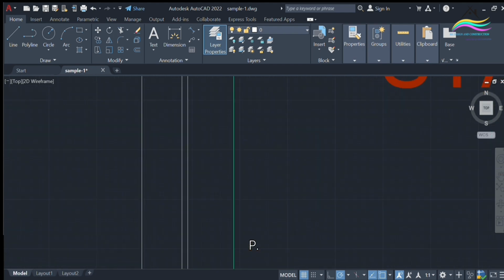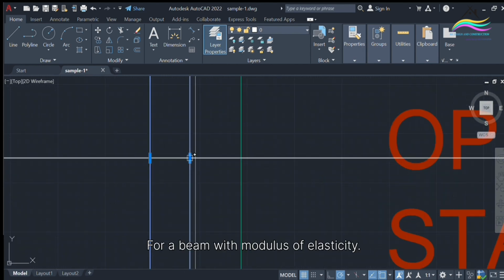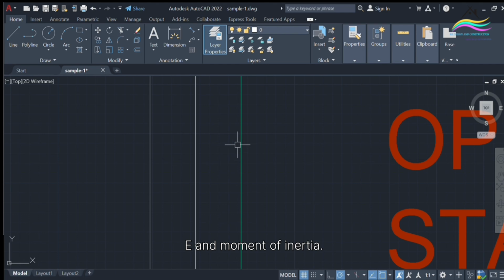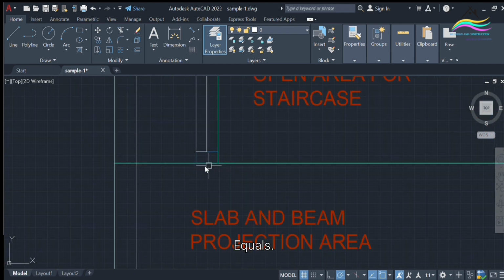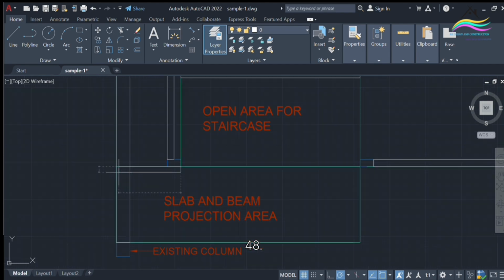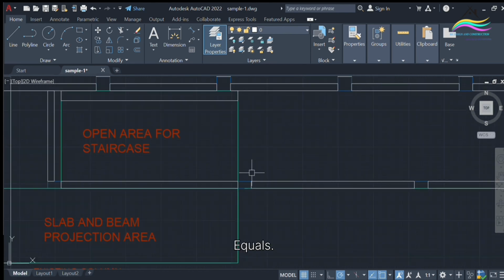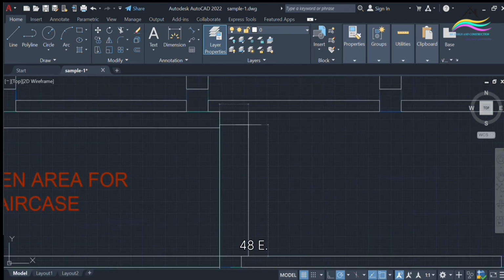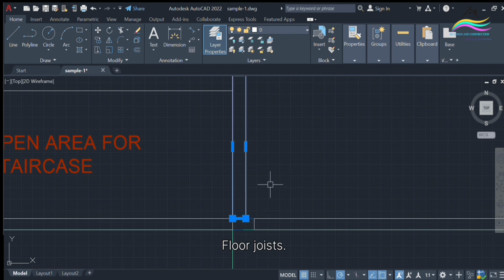Deflection at the center, for a beam with modulus of elasticity E and moment of inertia I: delta max equals PL^3/48EI. Applications: bridge spans, roof beams, floor joists, railway tracks.